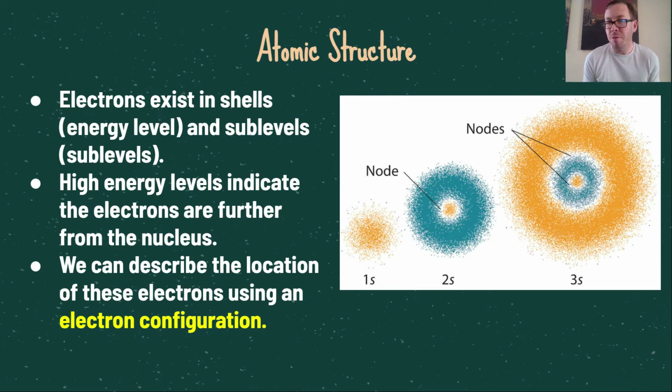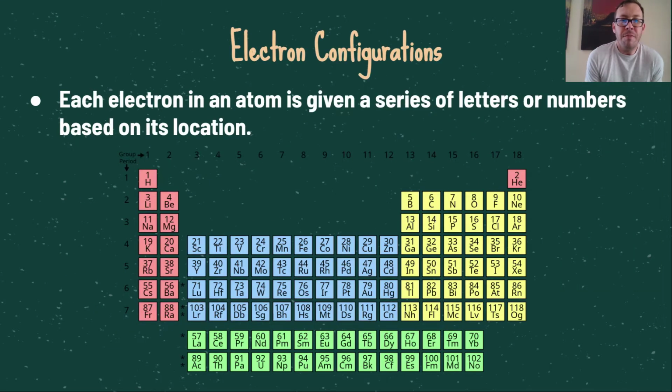So how do we go through and determine electron configurations? Well, electron configurations are based off of a variety of different factors, and the best way to look at this is to break down the periodic table into a series of letters and numbers that are based on the location of the element on the periodic table. So the first thing we're going to look at is your energy level. And that's typically given as the period number on the periodic table.